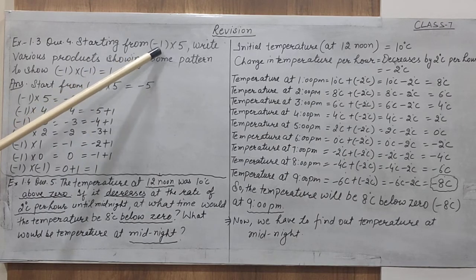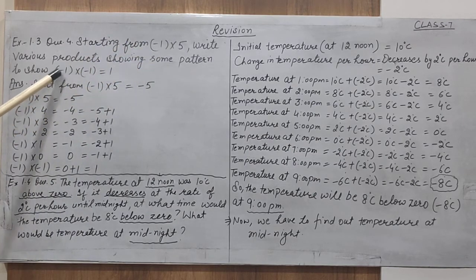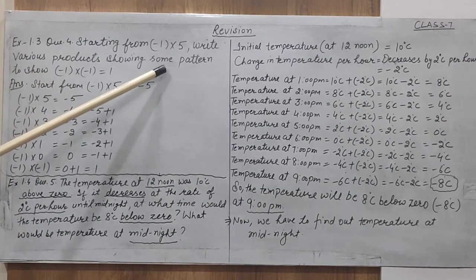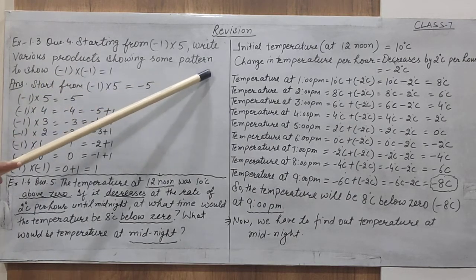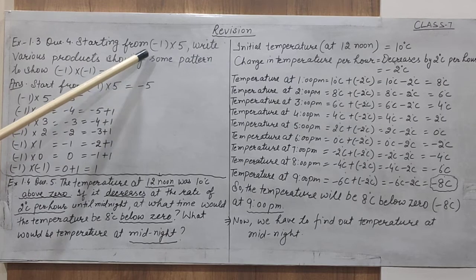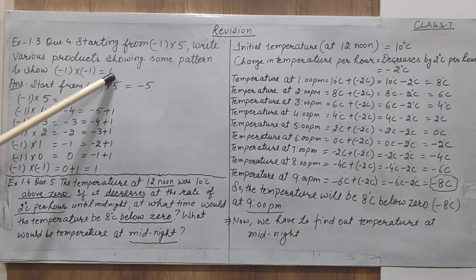But starting from this number and ending at this number, we have to write some pattern. Patterns means we have to write some rules according to which we can directly prove that the answer is 1. Let us start the answer.